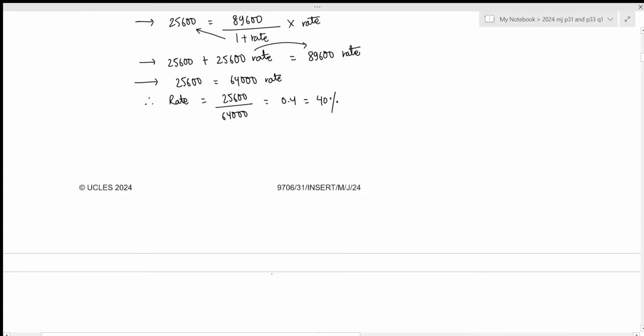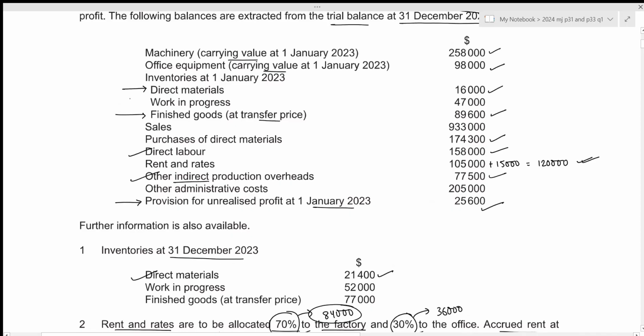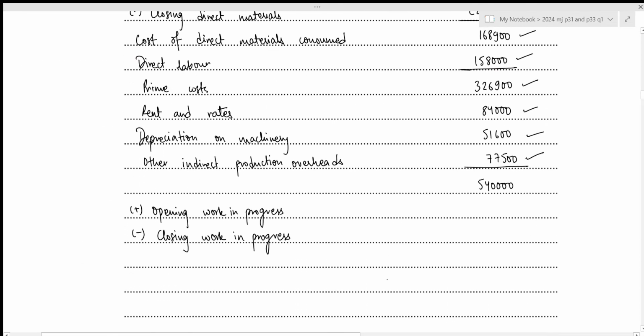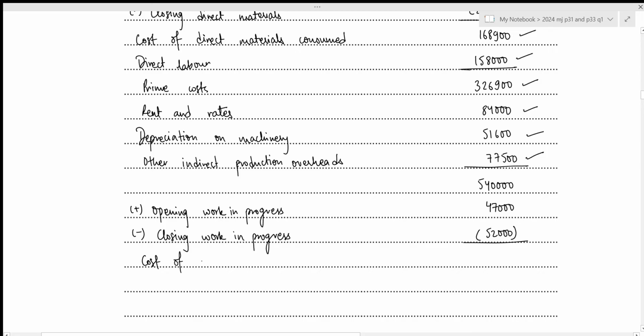Let's take a look above. For the opening work in progress, we have the value of 47,000, and for the closing work in progress, we have the value of 52,000. So the opening was 47,000, we add it, and the closing is 52,000, which we subtract. Now we get our cost of production. That will be 540,000 plus 47,000 minus 52,000, which results in 535,000.